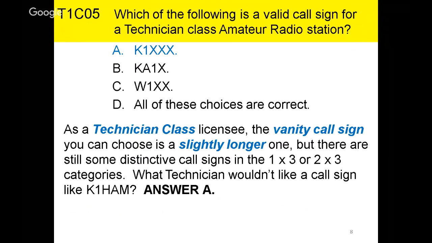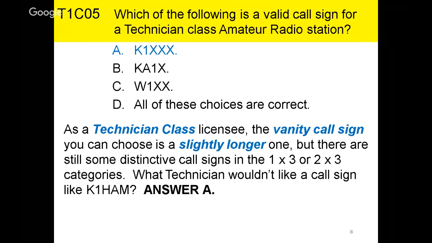So in other words, what I'm saying here is that you're going to get assigned a 2x3 category call sign initially. If you want a vanity call, your only choices are from the 1x3 and the 2x3 list of call signs that are currently available.